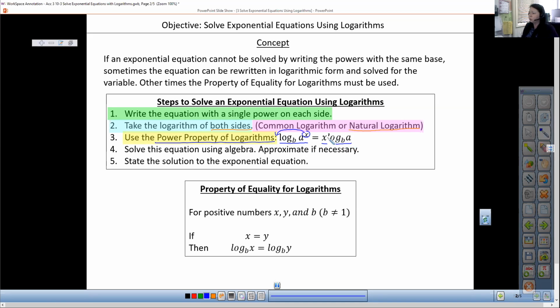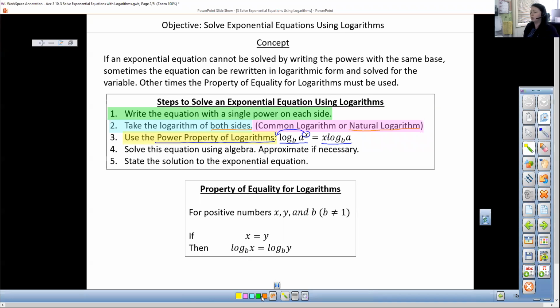Once we have this, which means x times log base b of a, then we can continue using our basic algebra, our undoing algebra, to solve that equation. And then we will, in this example or in this lesson, be giving both exact answers, which will involve our logarithms, as well as decimal approximations.